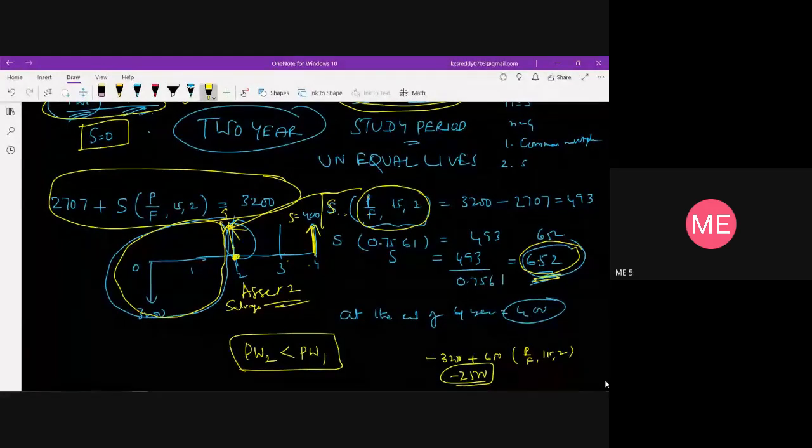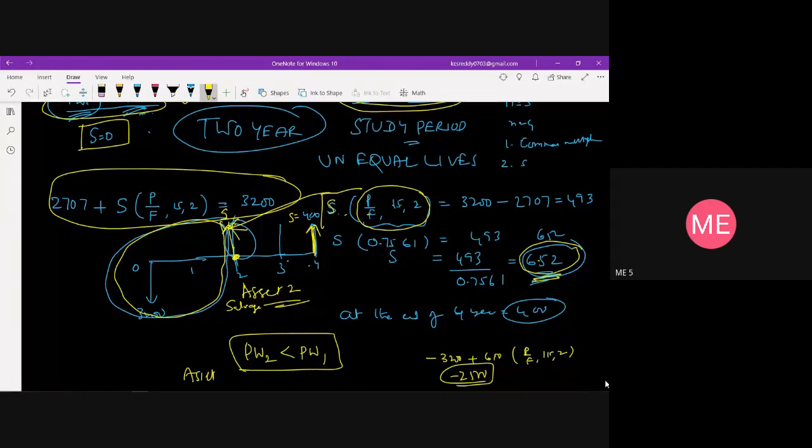This shows that PW2 is less than PW1. So asset 2 is preferable when you consider the salvage value at the end of the second year. So that is the second one I am telling, considering the salvage value. In the first one, the salvage value is received at the end of the 4th year, so neglecting the salvage value, asset 1 is preferable. Asset 2 is preferable if you consider the salvage value. So that is the study period method which you can calculate.